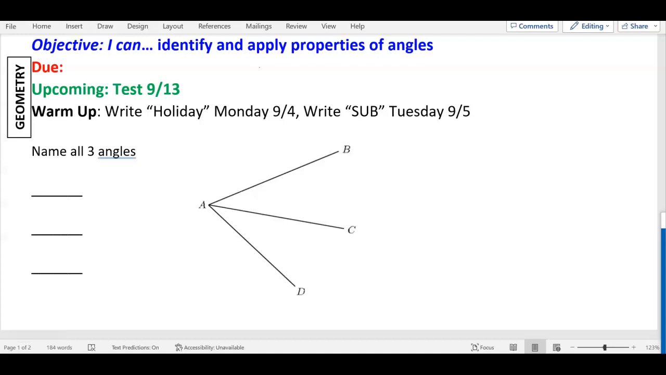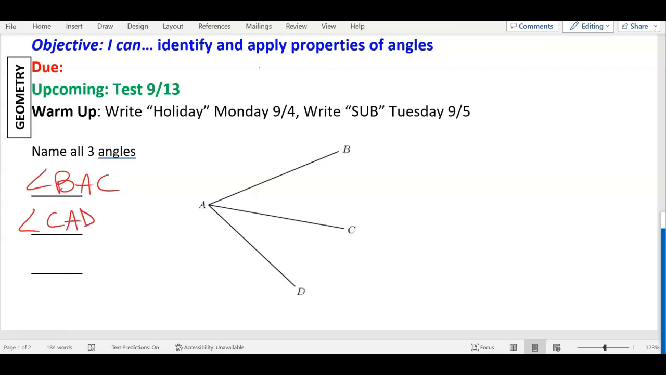Okay, three angles. So the top angle, if you follow it along the edge right here, is angle BAC. It takes three letters to name an angle. The middle one is the vertex where it changes directions. Now what about that bottom angle? What's the name of this bottom angle? CAD. All right, angle CAD.